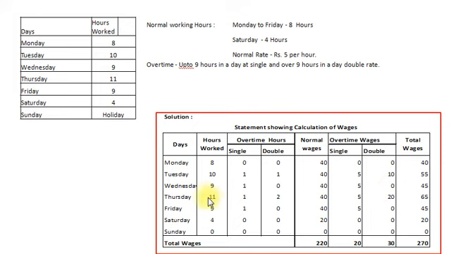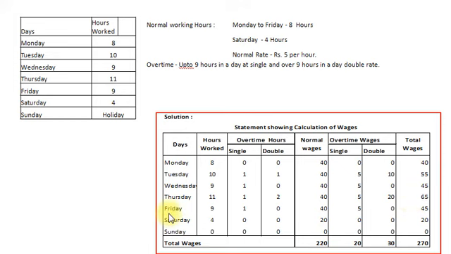On Thursday total working hours 11, so single rate 1 hour and double rate 2 hours. So our normal wage would be 8 hours multiply 5, that is 40 rupees. Single rate 1 hour multiply rupees 5, that is 5 rupees, and double rate 2 hours multiply rupees 10, that is 20, and total wages amount to rupees 65.